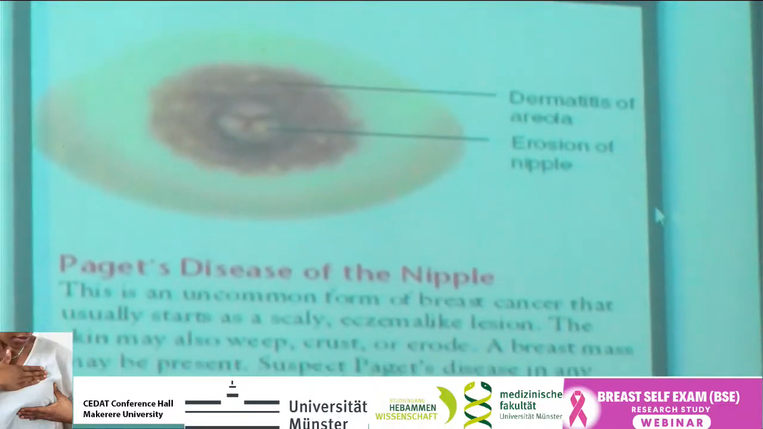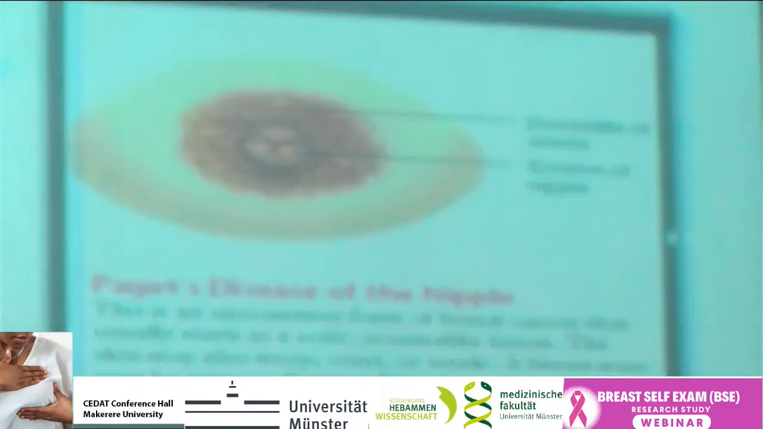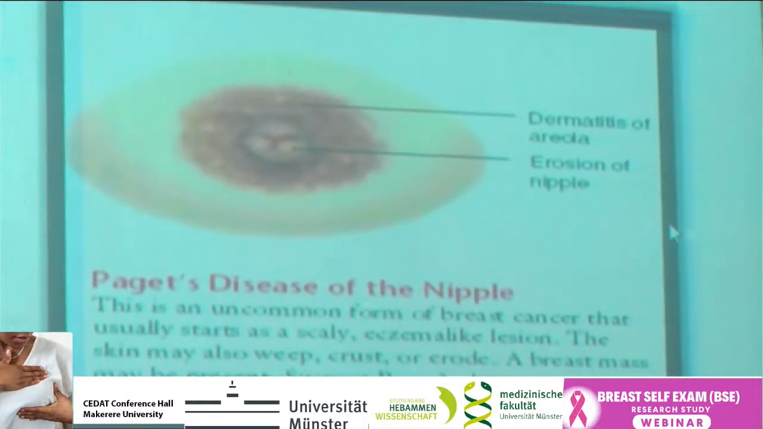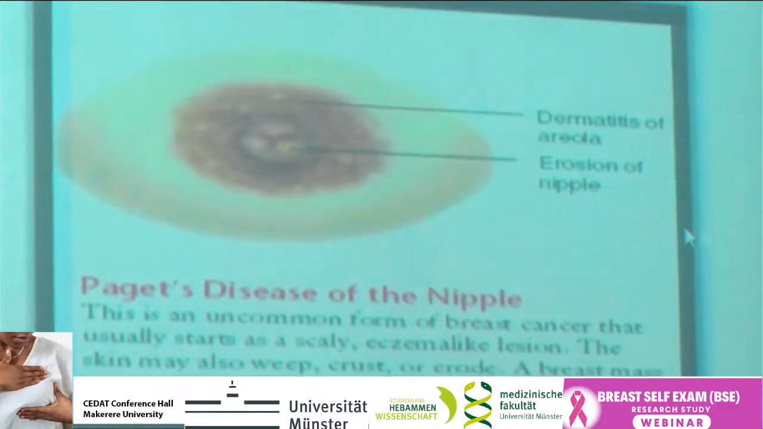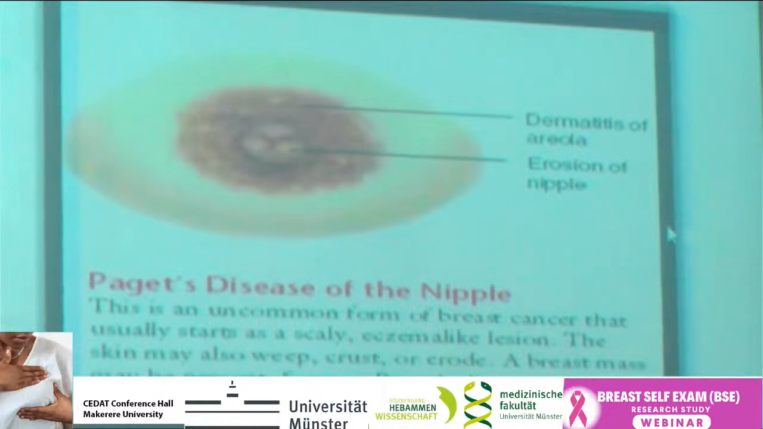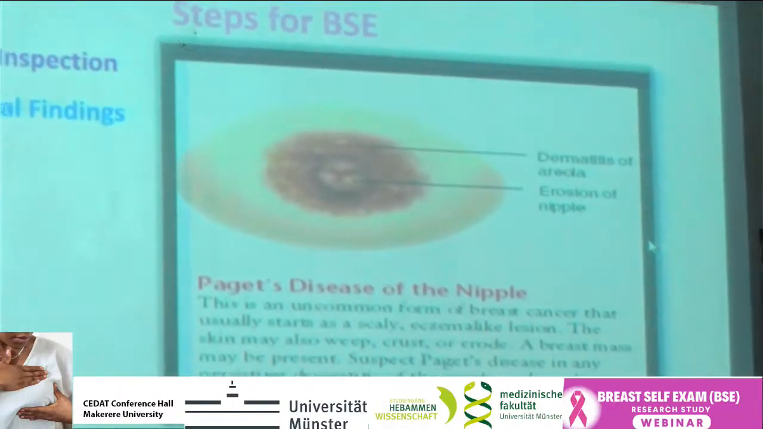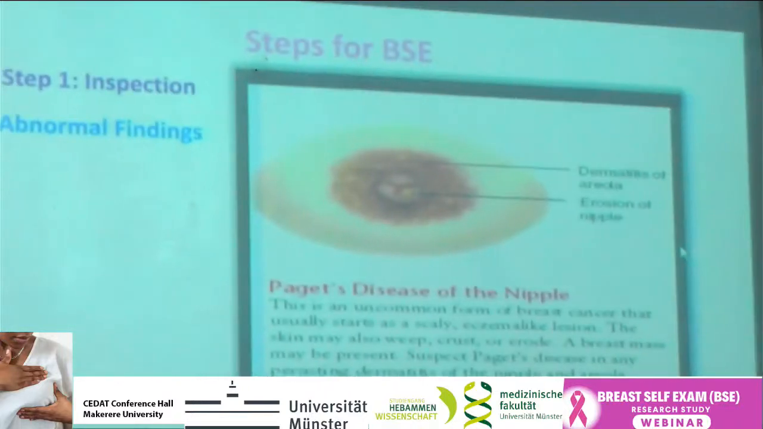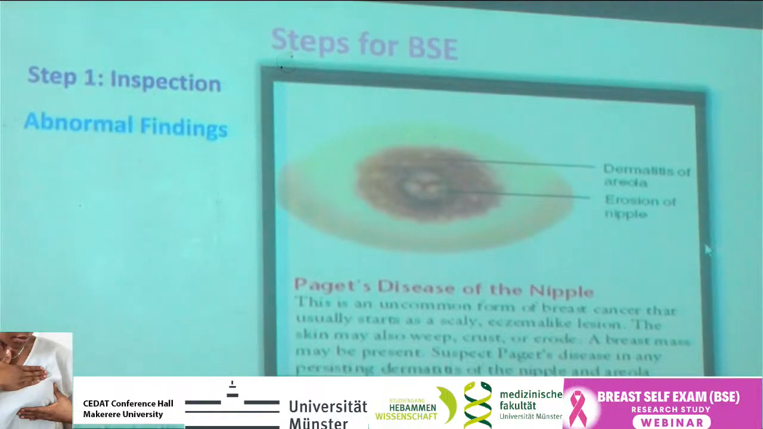Like we mentioned, there is also Paget's disease, which is another form of breast cancer. This form of breast cancer affects the nipple. It's an uncommon form of breast cancer that usually starts as a scaly eczema-like lesion, and the skin may also weep or crust or even erode. A breast mass may be present. You have to suspect Paget's disease in any persisting dermatitis of the nipple and the areola.